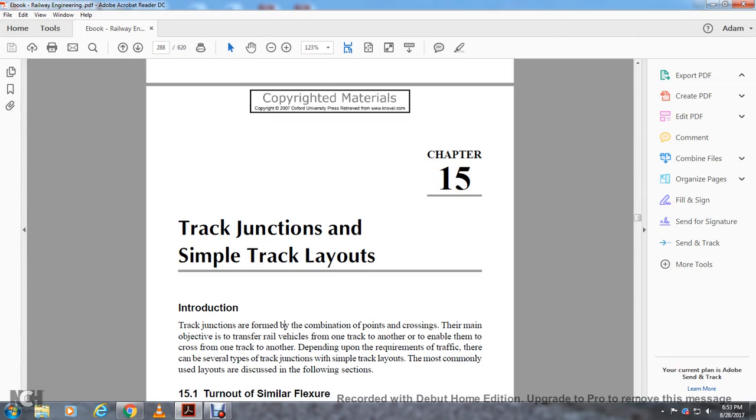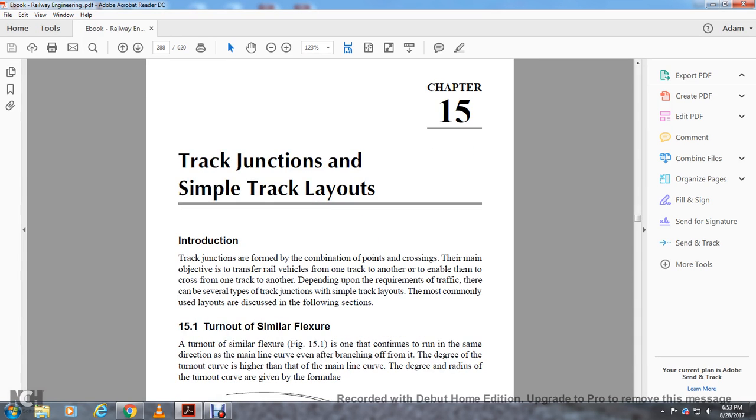Alright, Chapter 15, Track Junctions and Simple Track Layout. Track junctions are formally the combination point for the crossing, the main object being to transfer rail vehicles from one track to another, enabling them to cross from one track to another depending on the requirements of the traffic. Simple track junctions and simple track layouts are surveyed. The most commonly used layouts are discussed in the following sections.